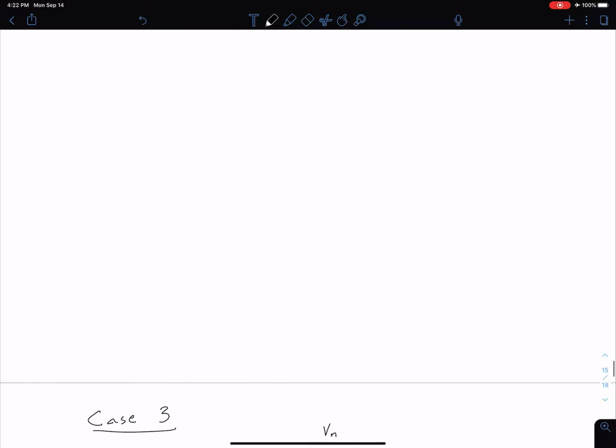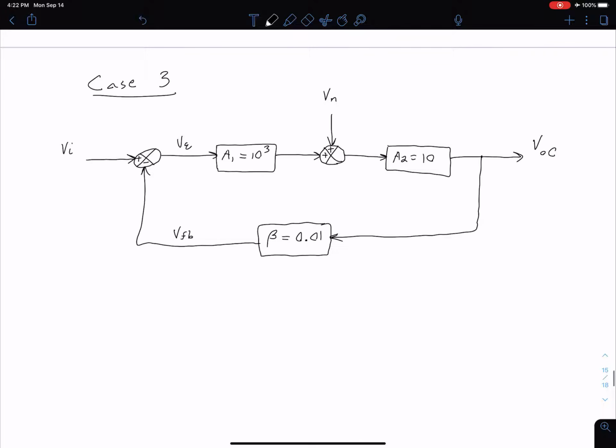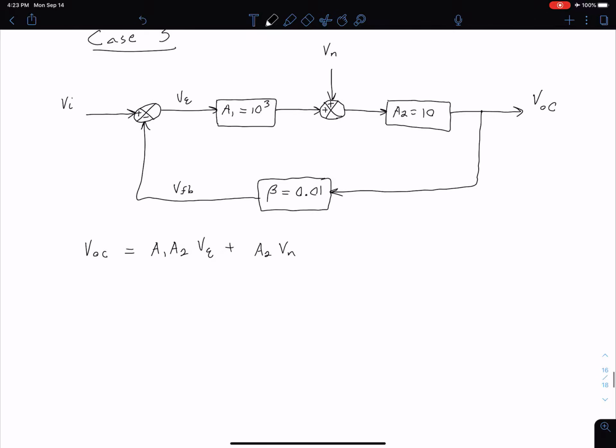Now let's see how we can improve on this if we incorporate some feedback. In this case, we have 2 forward amplifiers, our A1 and our A2, and then we have this feedback path with beta equals 0.01. We see our noise in this case is being introduced in between A1 and A2. Okay, let's analyze this. We have our V output C, which is equal to A1 A2 times this error voltage, V epsilon, plus A2 times our noise voltage, Vn. Well, we can break this down a little further and describe what our V epsilon is.